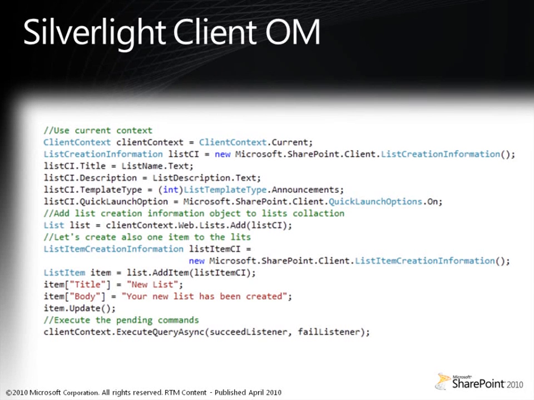After we have established the context, we create list creation information object, which is used to store the details concerning the list to be created. We also use the list item creation information object to create new item to just created list.